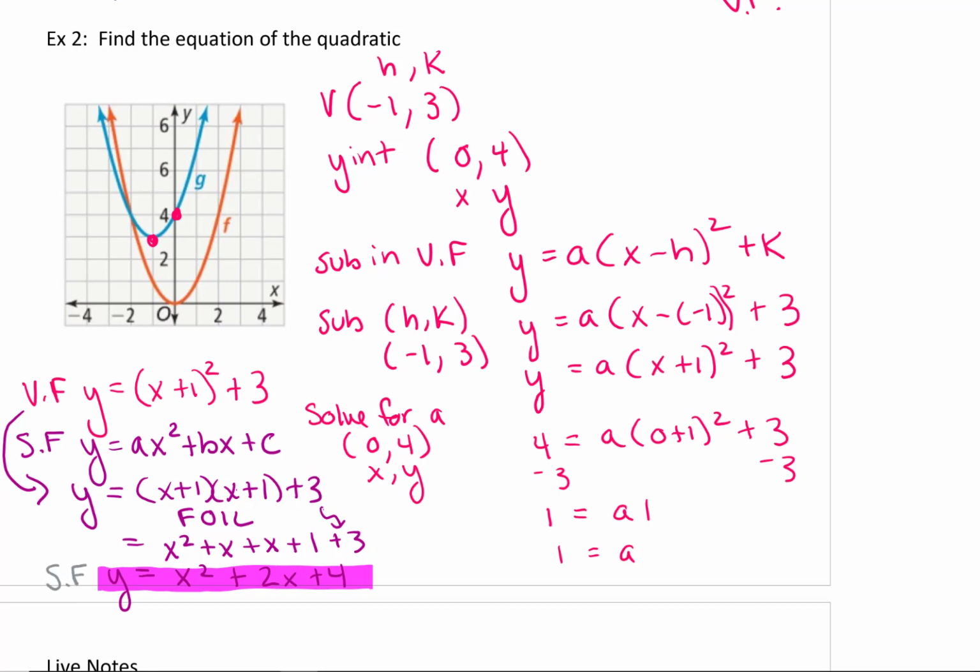So if you're ever given a question to say leave your answer in standard form, you first start with vertex form and then expand to get standard form.